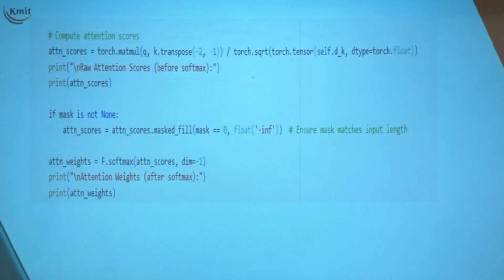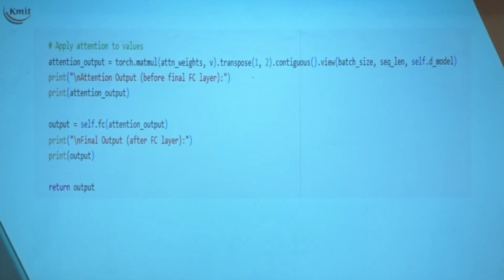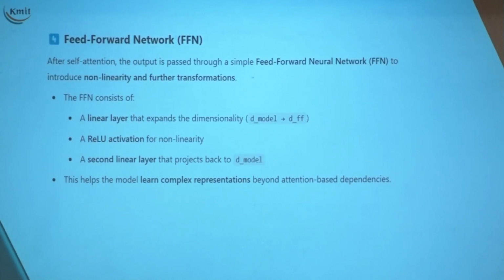I am just doing that. Attention scores, attention weights, and then I am applying that to what? Attention output. I am printing that: attention output before final layer, attention output after fully connected layer. Okay. Now after MHA, what do we do?